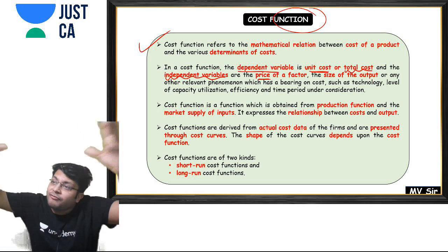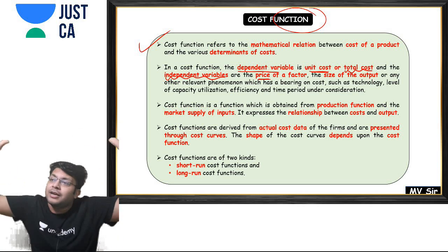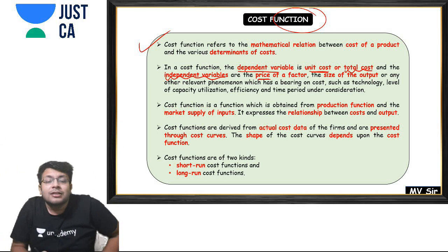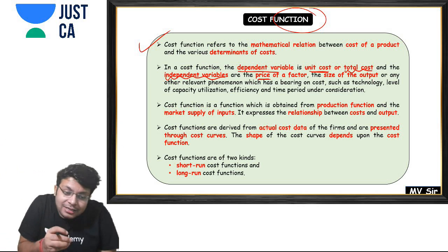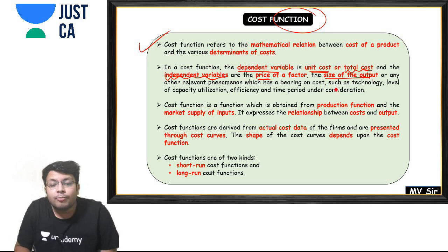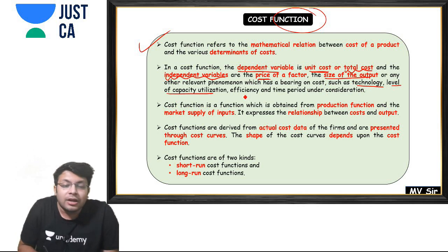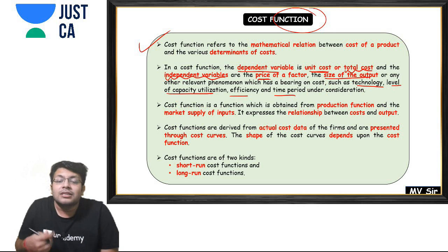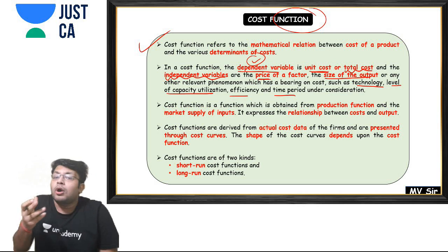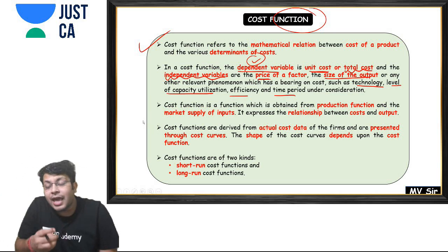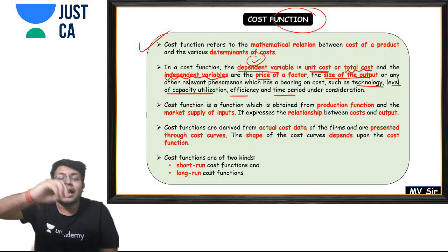The size of your plant: if your plant size is big, then your cost will be more. If your plant size is small, your cost will be less. So your cost of production depends on the prices of the inputs, the size of the output, what technology you are using, the level of capacity utilization, efficiency, time period. All these are independent variables, and your total cost is the dependent variable. So this is a cost function, which expresses the relationship between dependent and independent variables.